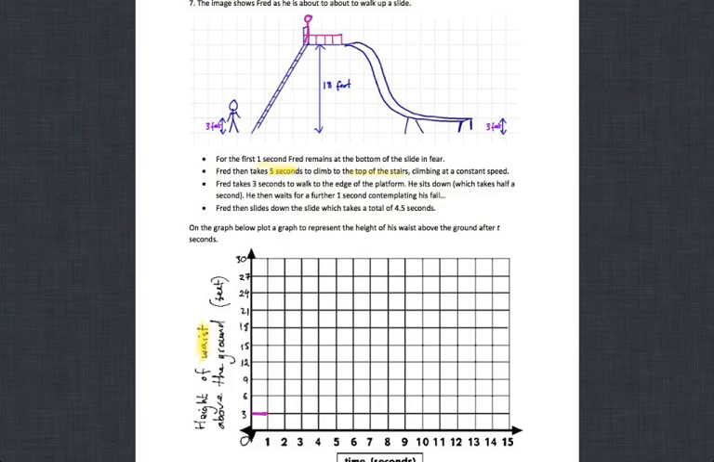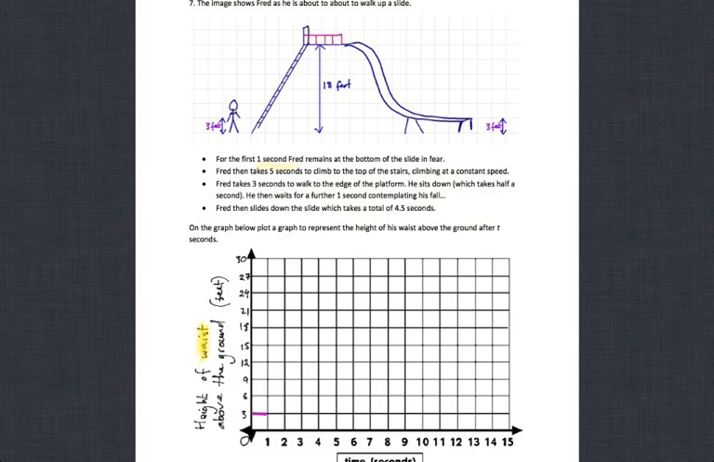So I'll go back a bit, I've skipped a step. Things to note in this question, it's the height of the waist above the ground, and he starts with his waist 3 feet above the ground. So he waits at the bottom for 1 second, and so we draw that little line in there. Fred then takes 5 seconds to walk up the stairs.